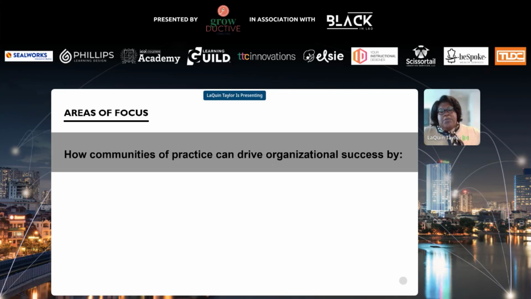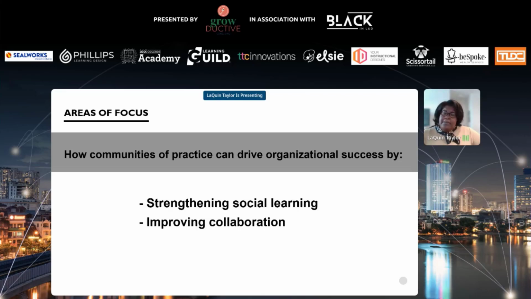During this session, we will look at how communities of practice can drive organizational success by strengthening social learning, improving collaboration, and promoting continuous growth. And then I'll wrap up today's presentation by sharing some of my personal lessons that I've learned in developing communities of practice in the corporate sector.